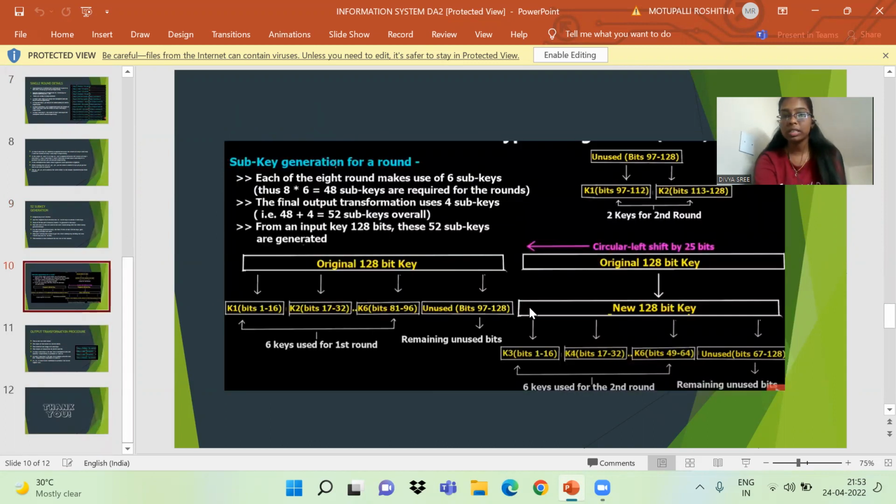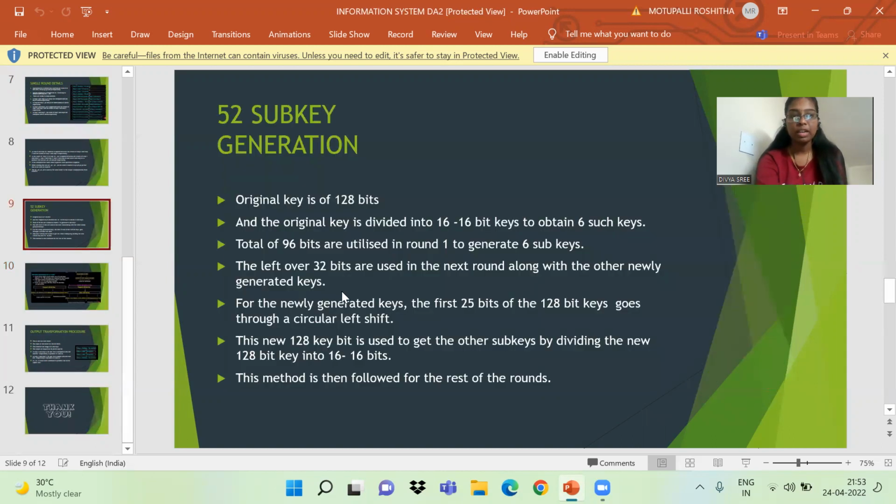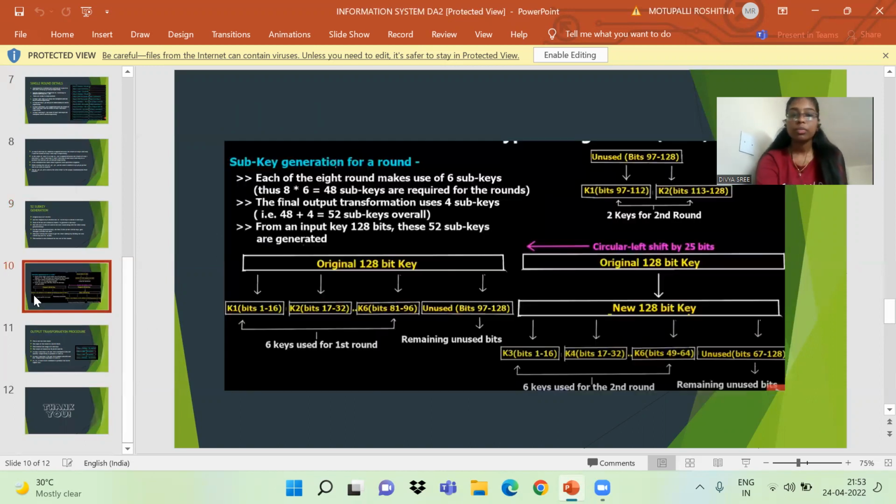So here we can see that initially the size of the key is 128 bits. This is divided into K1 to K6, that is 6 subkeys. We'll be left over with 32 leftover bits, or unused bits. So these 6 keys will be used for the first round and these unused remaining bits will be sent to the next round. That is, we will be having K1 and K2 for round 2.